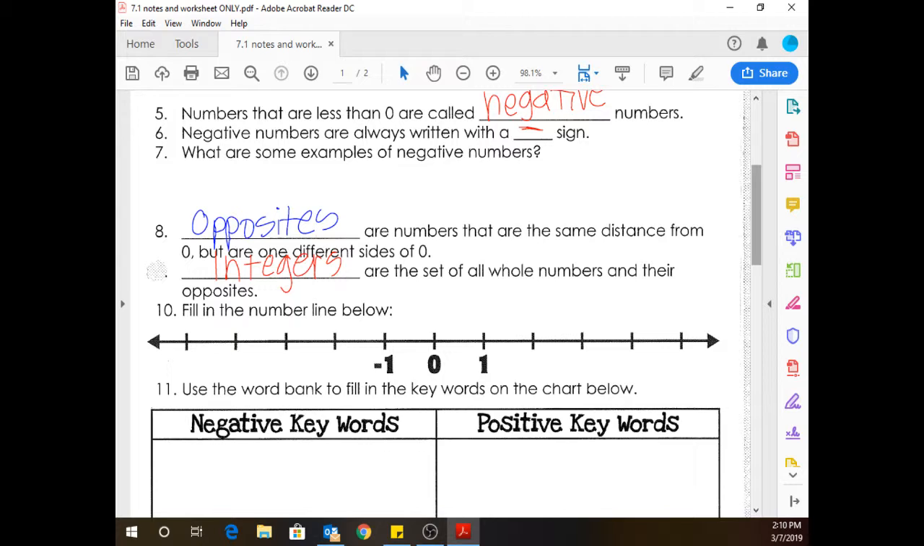Right now, fill in your number line. Fill in your number line. Say it again. No, not right now. We'll get to that.